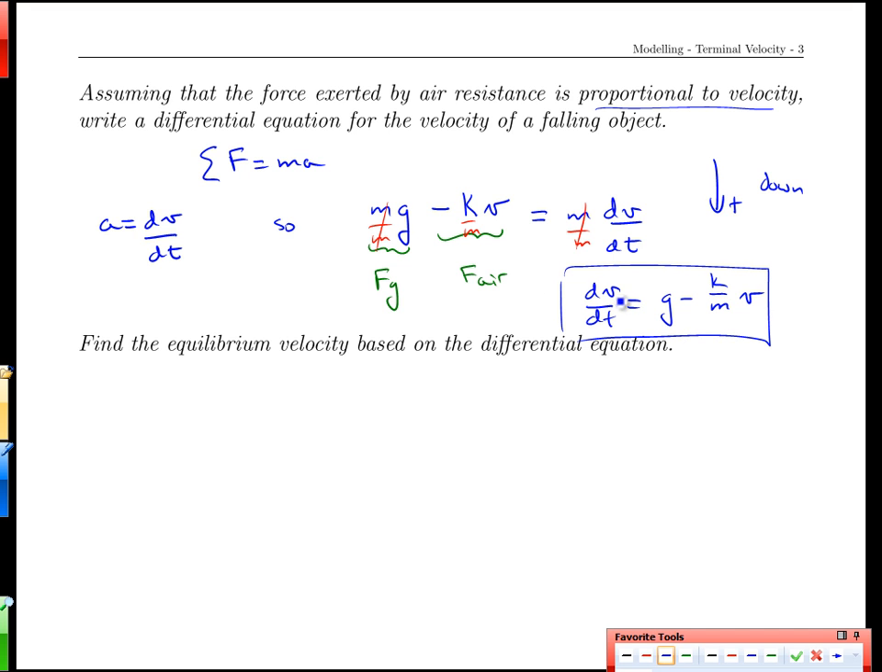We can do a little bit more analysis with it. In particular, we can do one of our early checks on, does this make sense? Find the equilibrium velocity. So in other words, a velocity at which the velocity remains constant.